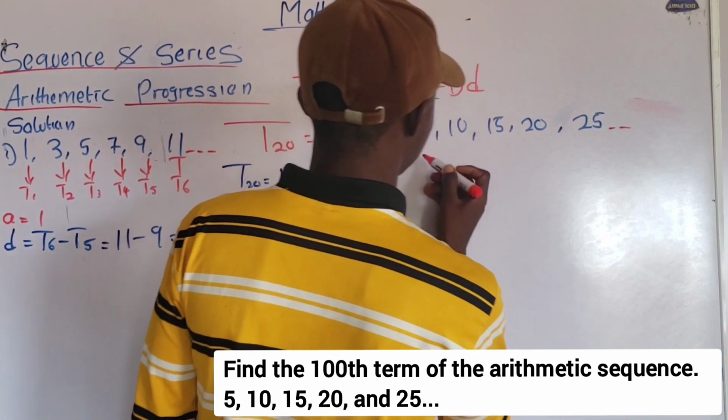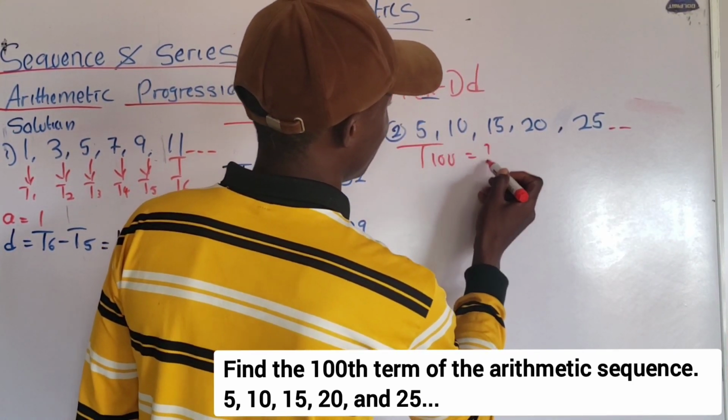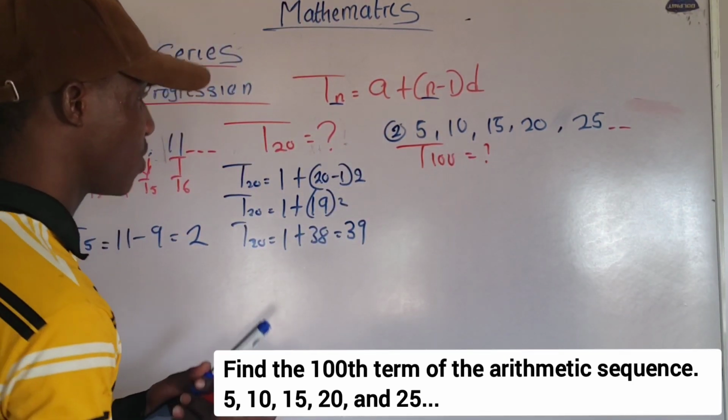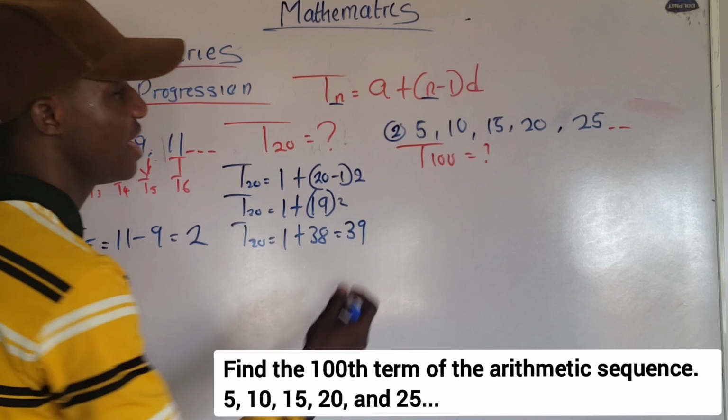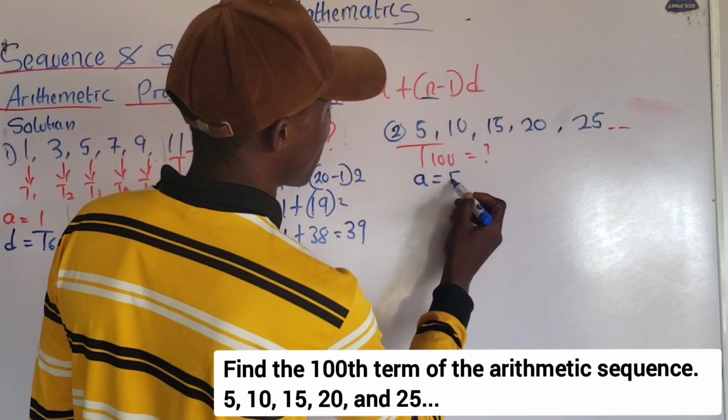T100 is unknown. We don't know the value of T100. So how do we determine the value of T100? All you have to do is determine the value of A and D. A is the first number. So A is 5.